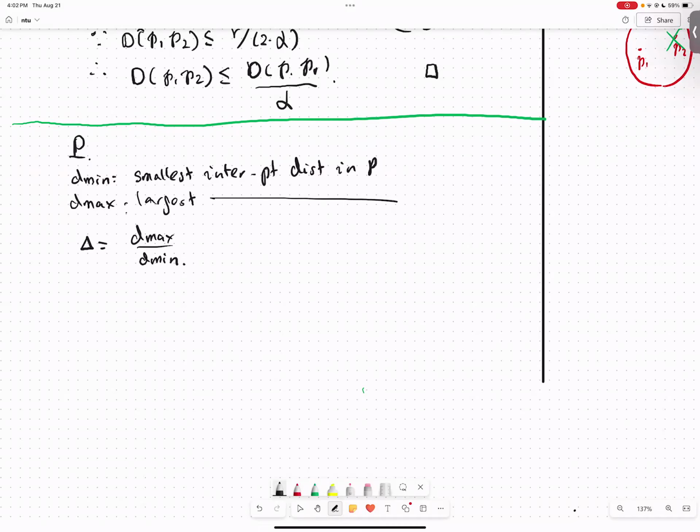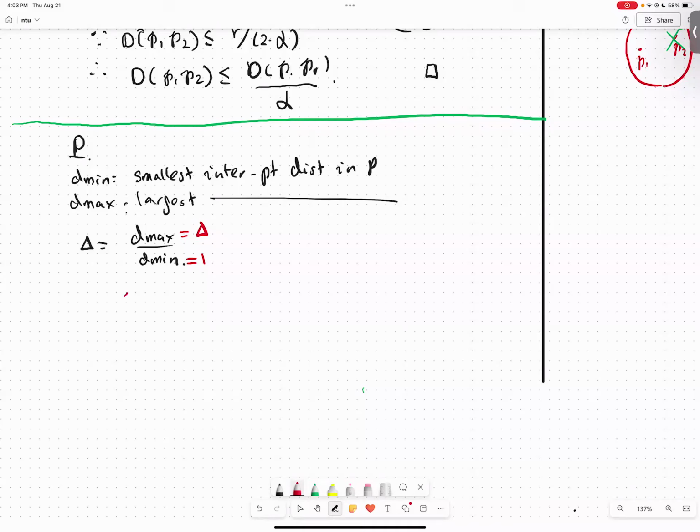But without loss of generality, let's say this D min is 1. So this D max is delta. I can always do this because I can scale. It's just a function, right? So I can scale it down by D min, and then I get this D min to be 1. So let's say this is true. Now what I want you to do is this.